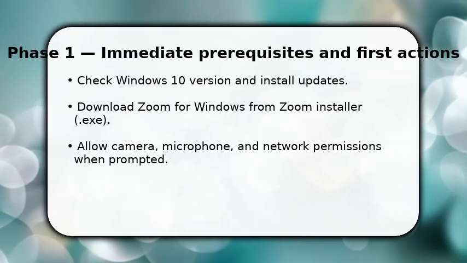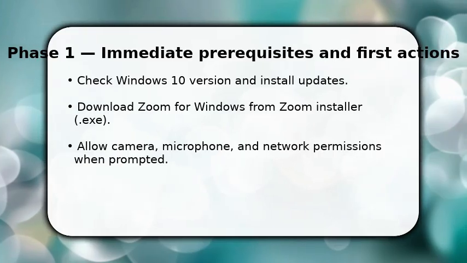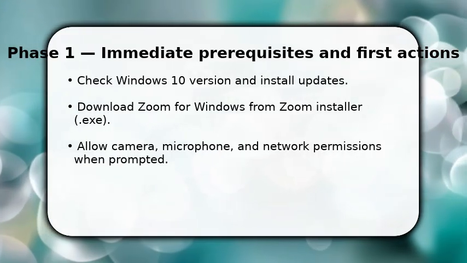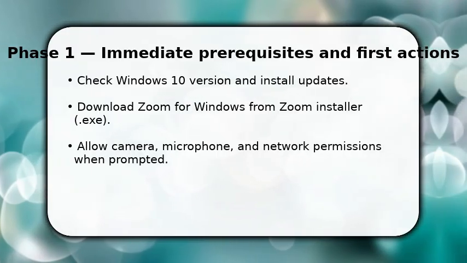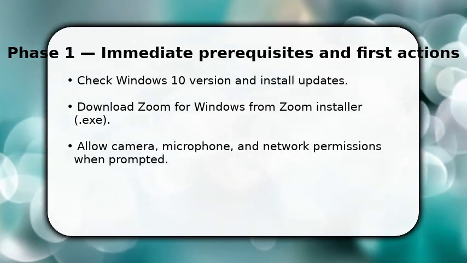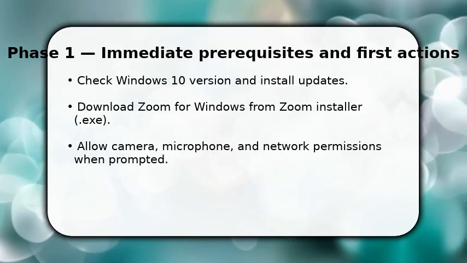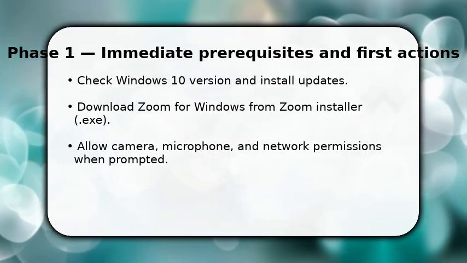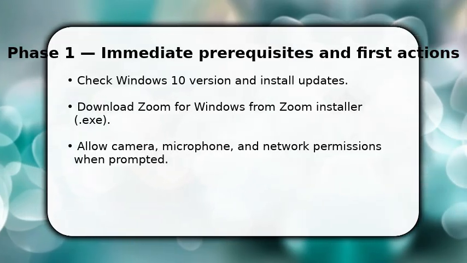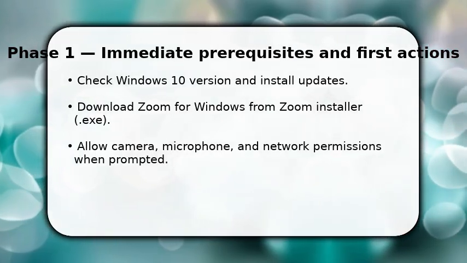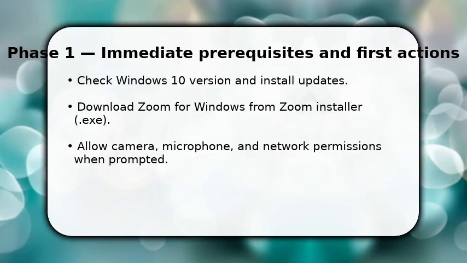You start by making sure Windows 10 is updated and your camera and mic work. This prevents permission errors later. Once done, download the Zoom installer for Windows and run the exe as administrator to ensure proper drivers install. Make sure to allow camera and microphone access in the Windows privacy settings when the installer or first run asks. This step avoids silent failures.